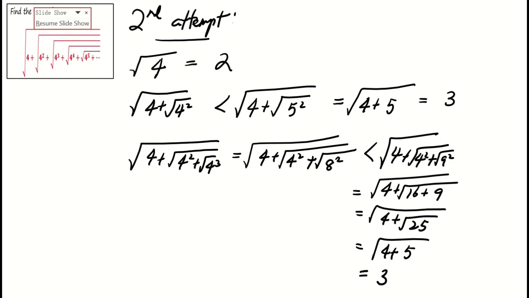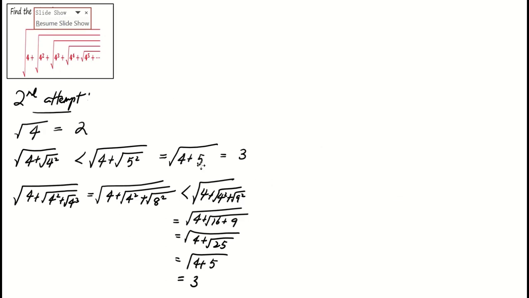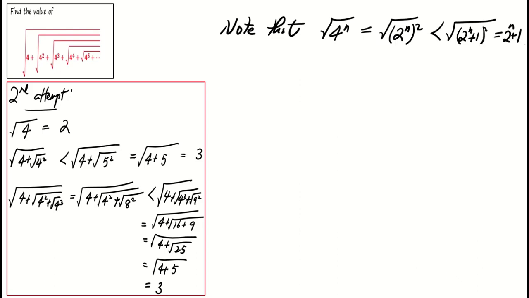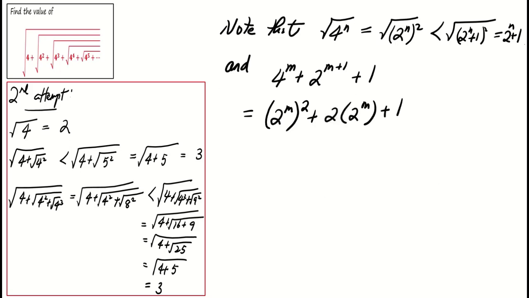From the direct calculation, we know that the value of this term equals 3. So right now, we know that the first term equals 2, which is obviously less than 3. The second term is also less than 3. The third term is also less than 3. These give us some idea. Note that the square root of 4 to the power n equals square root of 2 to the power n squared, which is obviously less than square root of 2n plus 1 squared, which equals 2n plus 1. And also, 4 to the power n plus 2 to the power n plus 1 equals 2 to the power n squared plus 2 times 2 to the power n plus 1. And this can be factorized as 2 to the power n plus 1 squared.